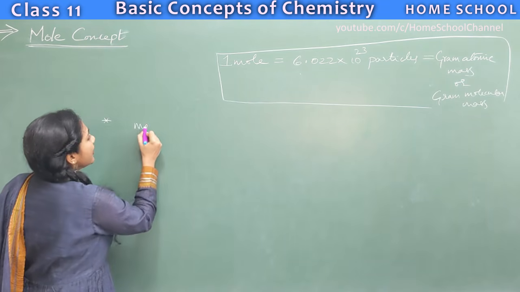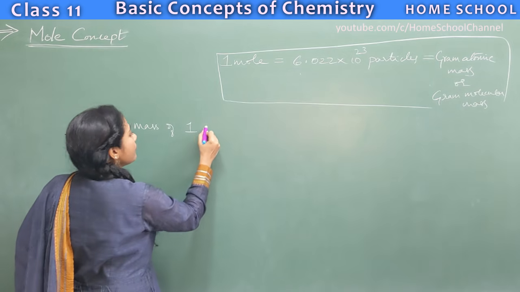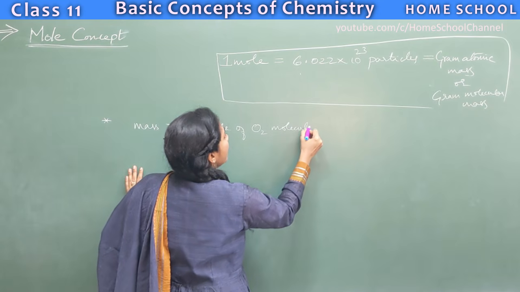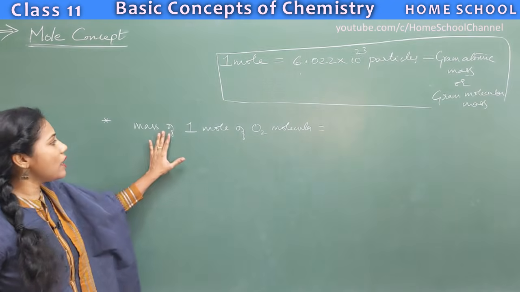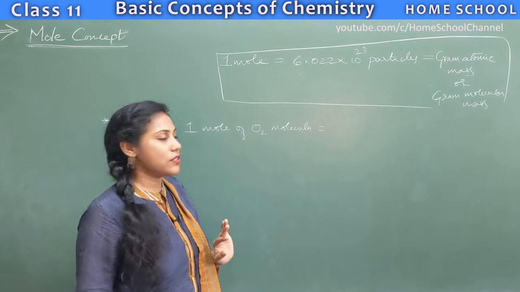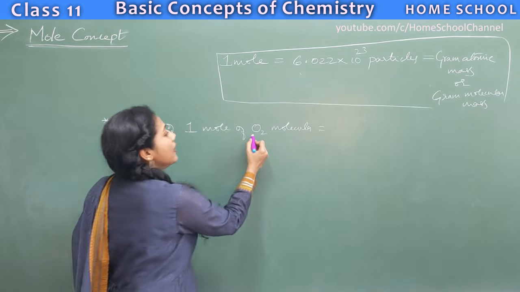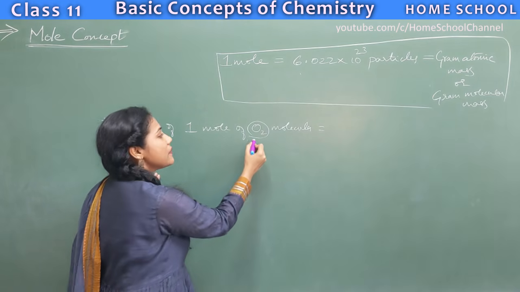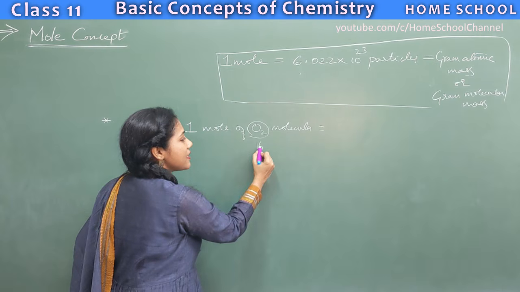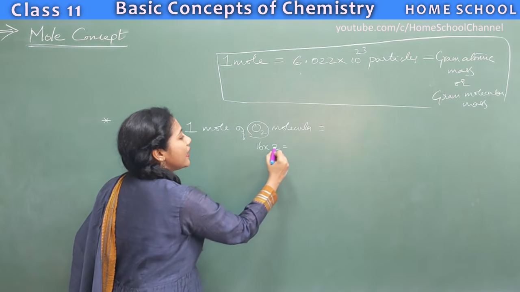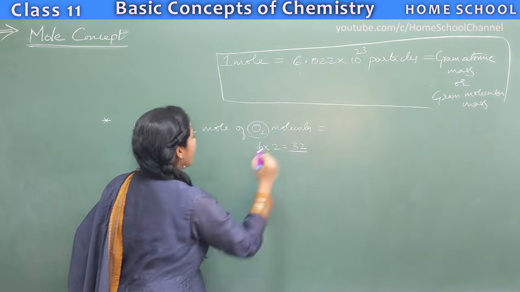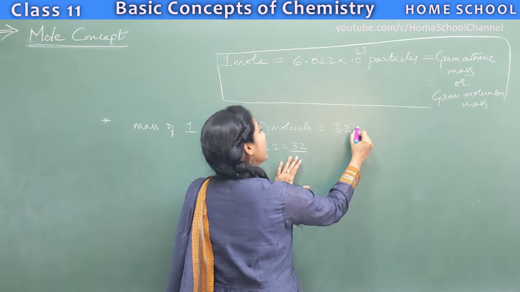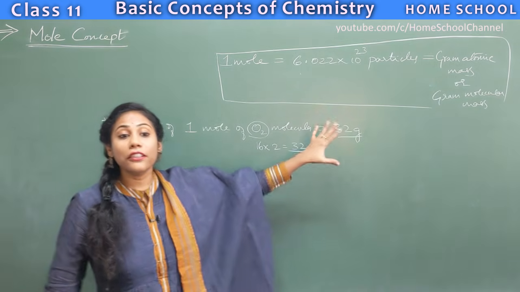Say if I ask you, what is the mass of 1 mole of oxygen molecules? What is the answer you will give? Say 1 oxygen molecule, O2. O2 is a molecule. So what is its molecular mass? Oxygen's atomic mass is 16, into 2, so you will have 32, right? So the mass of 1 mole of oxygen molecules will be 32 grams.